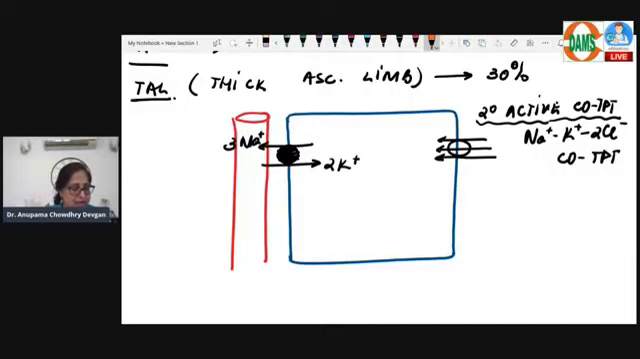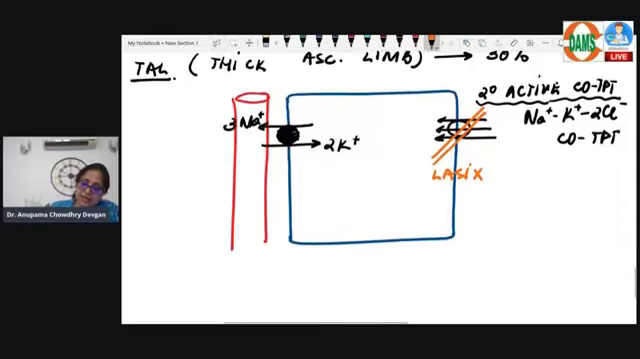Which is the diuretic which acts on the Na plus K plus 2Cl minus co-transport? The diuretics which act over here are the loop diuretics, Lasix. Loop diuretics will act on the Na plus K plus 2Cl minus co-transport. It causes increased urinary loss of sodium, potassium, and chloride. Next, let's see.